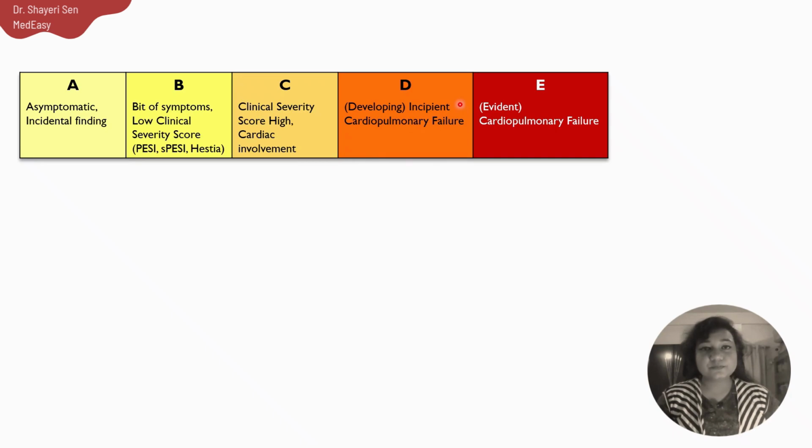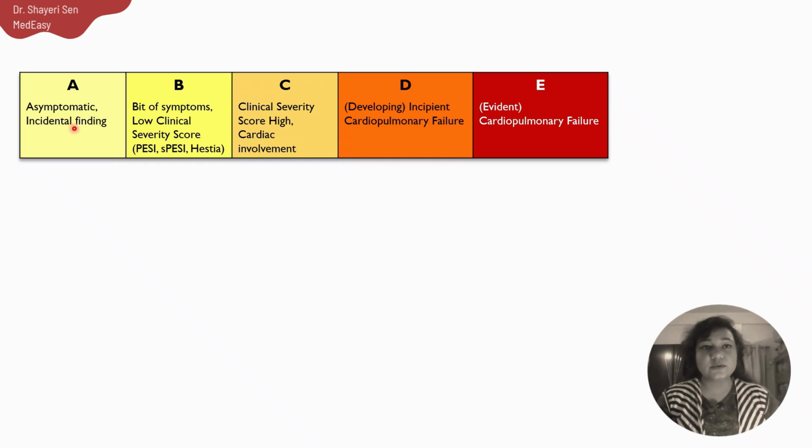What's D? D is incipient cardiopulmonary failure. You can remember it with the word developing. D for developing cardiopulmonary failure. What's E? E patients have a definitive cardiopulmonary failure. Or you can remember it with the word evident. E for evident cardiopulmonary failure.